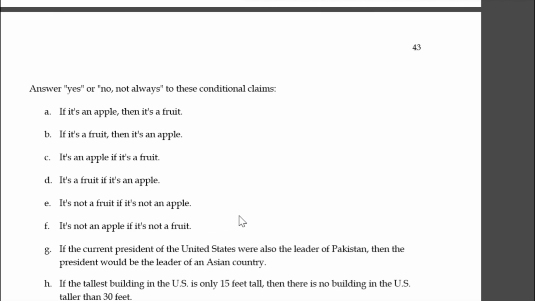Let's look at this. It's not an apple if it's not a fruit. What do you think? True or false? Yeah, so which one is A and which one is B? How about that? See if you can do that. Well, you may have noticed that it's in the same format as this one here, right? There's just a difference in what the rest of the sentence is.